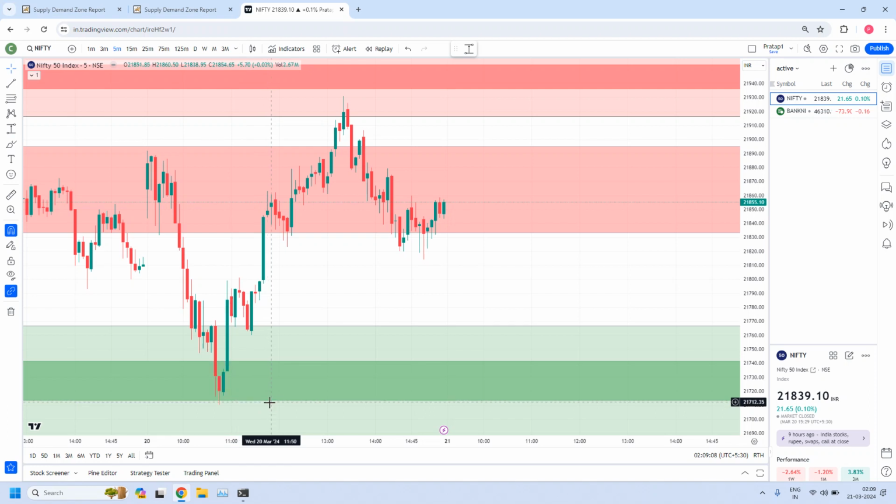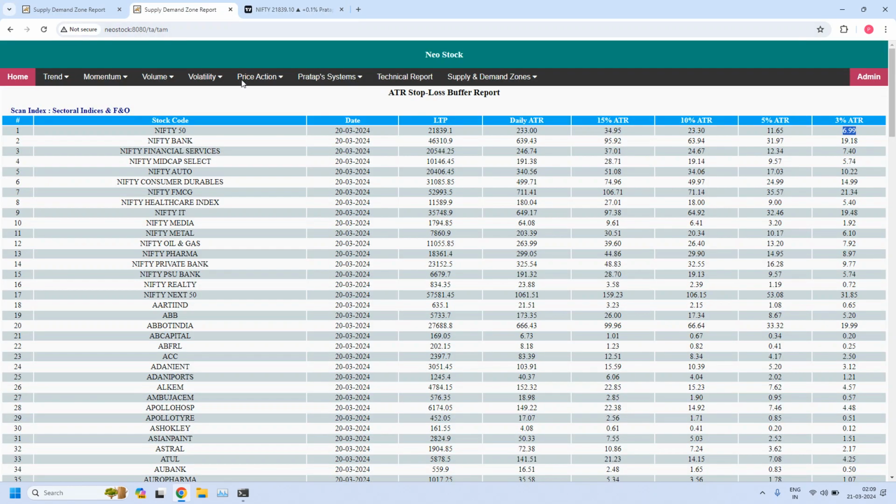21,713. Where exactly did it go today? Low. The low is 21,710. If you add those 7 points, it is 21,717. But the low of this zone is 21,713. That means we are within the stop loss buffer. Your trade would have been saved. So every day please refer to these stop loss buffers.